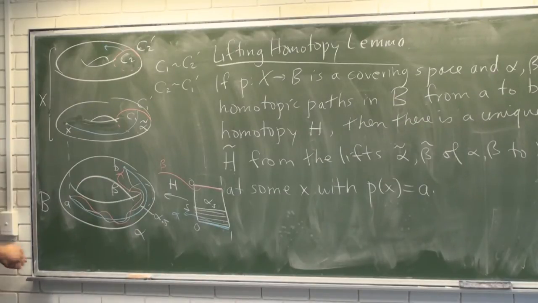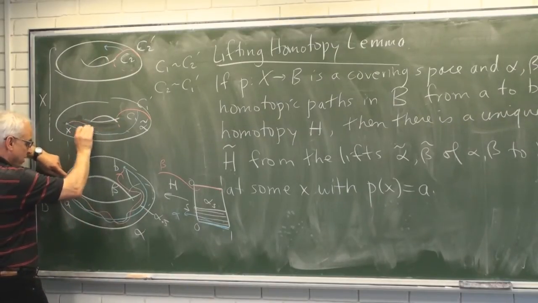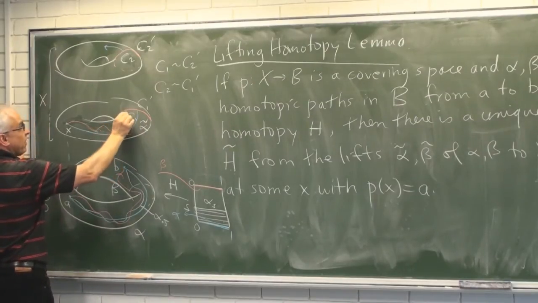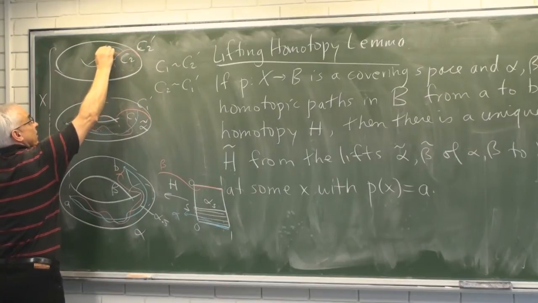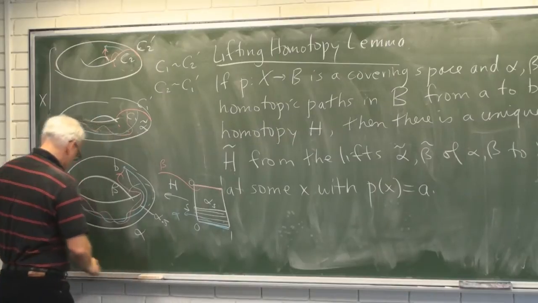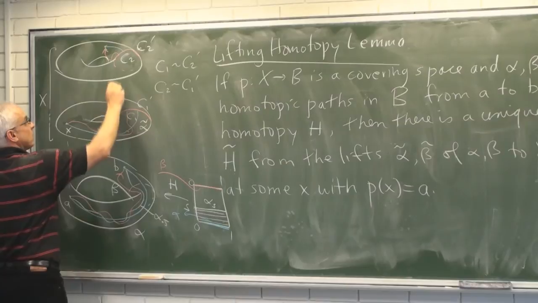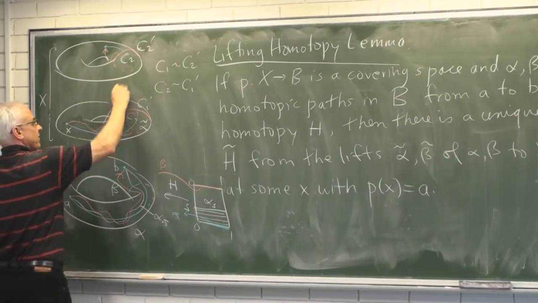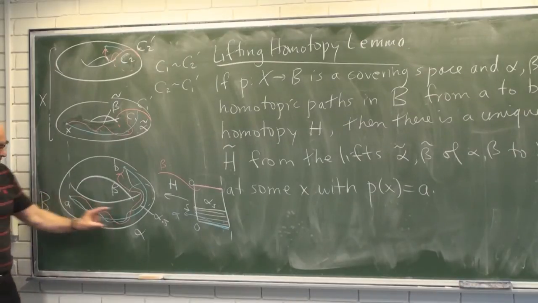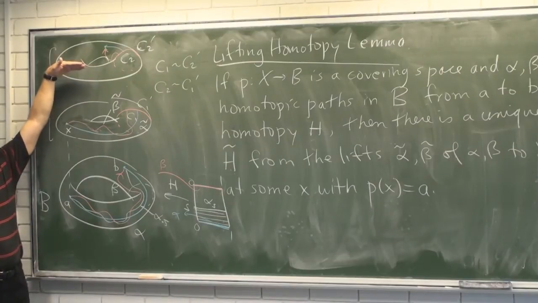And we can also lift beta by following our noses. We just follow it up, starting here, until we got to about there. And then we have to come out and go something like this. So that's the lift of beta, which we call beta tilde. The red one is beta tilde. So we have these two paths downstairs, alpha and beta, and we have their lifts, alpha tilde and beta tilde, upstairs.